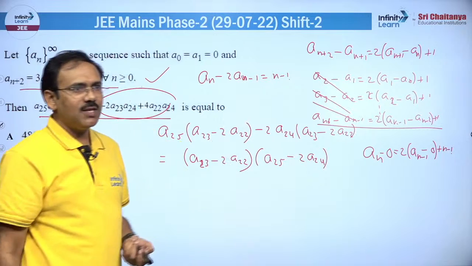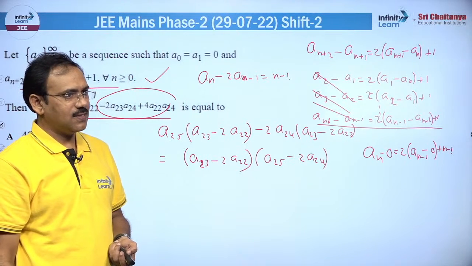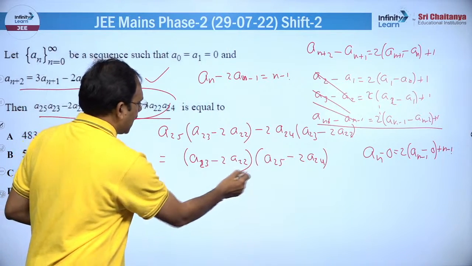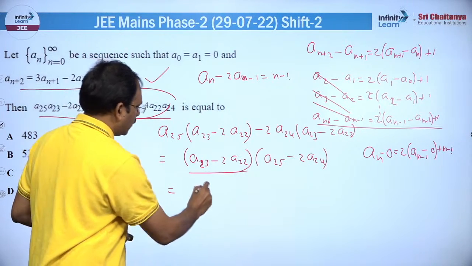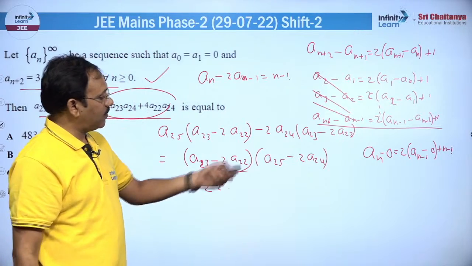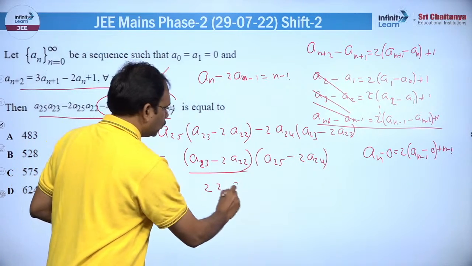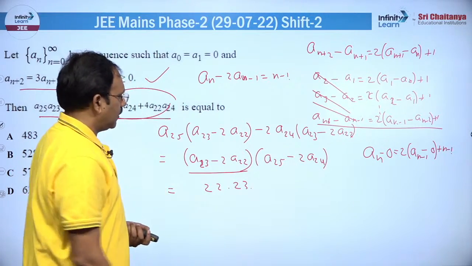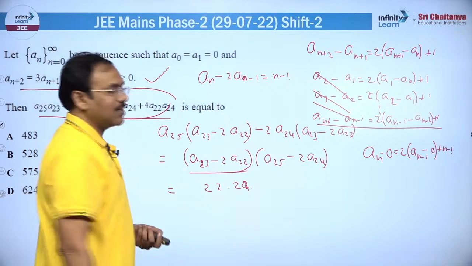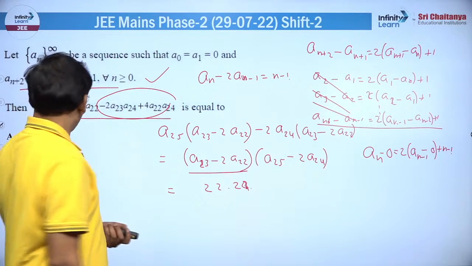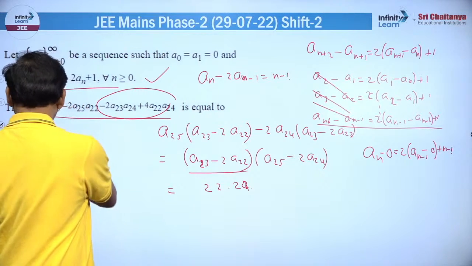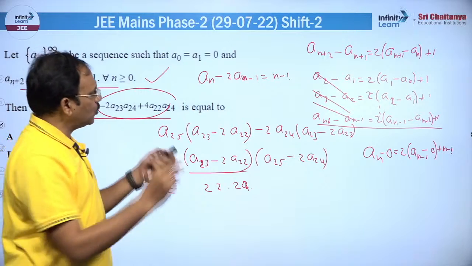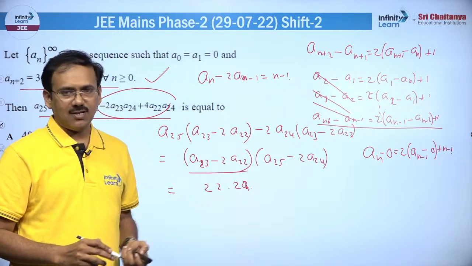From this expression, my dear friends, I can say now it is exactly in that format. A23 minus A22 stands for 22, and A25 minus A24 stands for 23, my dear friends. That means 24 you are going to get here. So accordingly, you are going to get the answer as 528. That's it. So you need to derive the pattern, that's it.